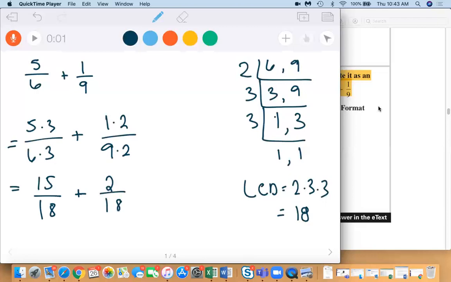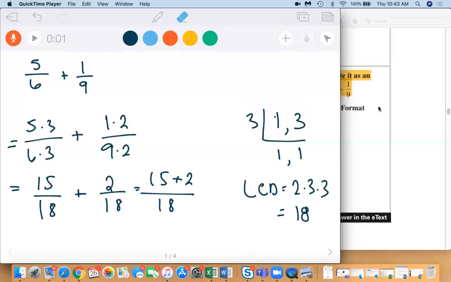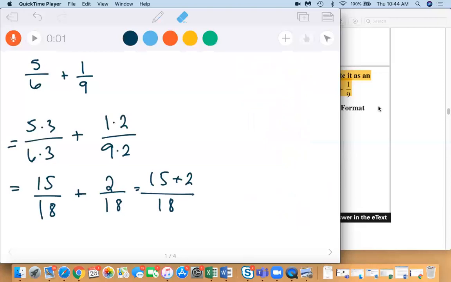So now I just add the top, 15 plus 2 over 18. Remember, the bottom does not stay the same. Let me erase this over here so we have a little extra room. All right, so now we have 17 over 18 is our answer. And we cannot simplify that at all. Now, the other thing that's important to note is that, well, never mind. I'll tell you about that when we do the other method.